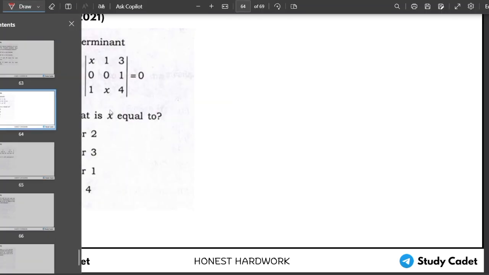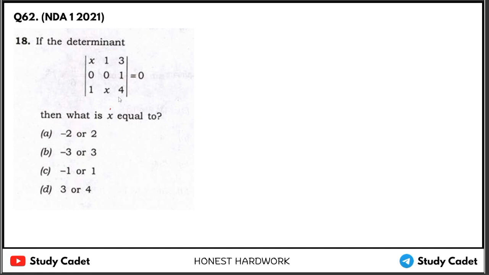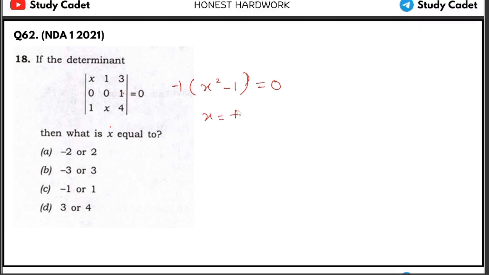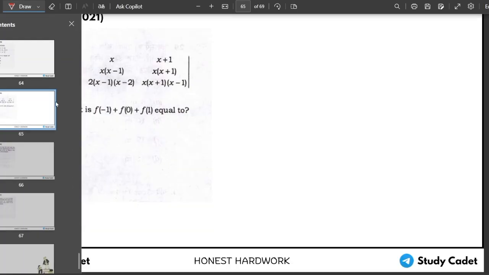If the determinant is 0, what is x equal to? Very easy question. This is simply minus 1 into x square minus 1 is equal to 0. The x value will be plus minus 1. Okay, very easy question.